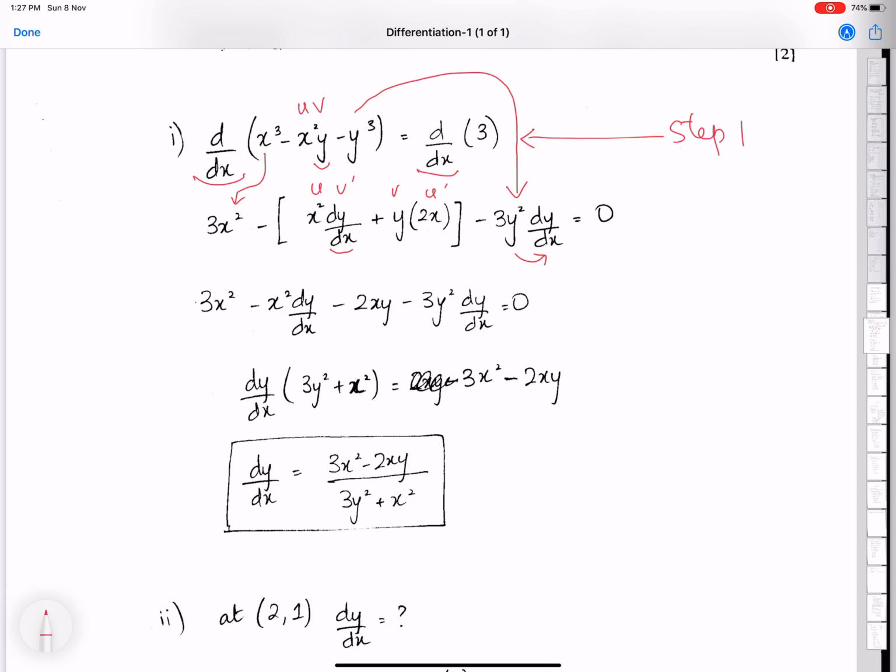Well, we need to take dy upon dx common. So by taking dy upon dx common, we have this gradient.